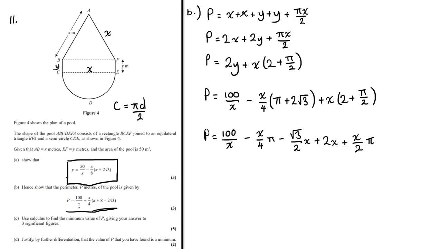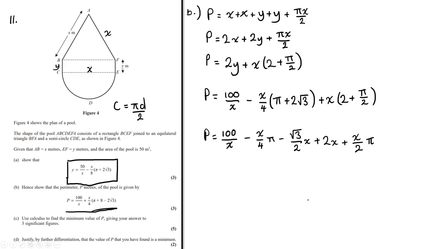Now, let's look at this expression here to see what we're aiming for. So we've got the 100 over x, that's fine. And what they do is they put that as plus x over 4, and clearly they've factored that x over 4 out at some point towards the end. Now, I've got this minus root 3 over 2 x, I've got the plus 2x here. We've also got this minus x over 4 pi and the plus x over 2 pi.